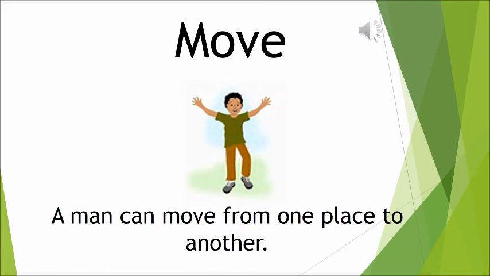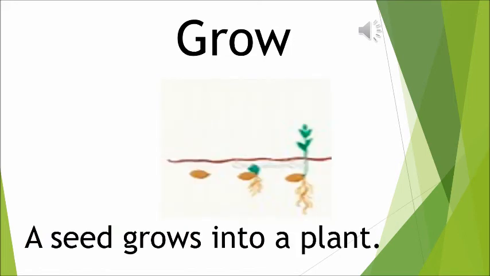Now the next one is grow. Grow means to become big. Yes, to become big, slowly and gradually. So the sentence which we are using is, a seed grows into a plant. Can you see a seed slowly and gradually becoming big into a plant? So the sentence is, a seed grows into a plant.